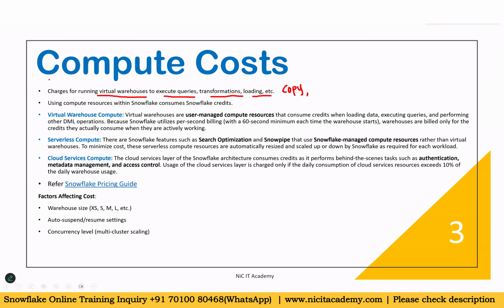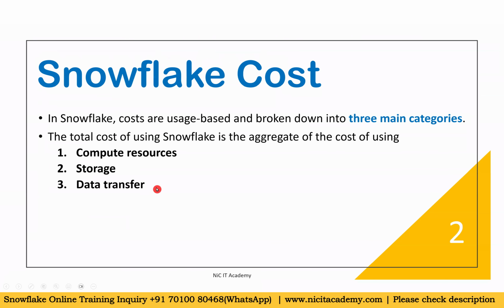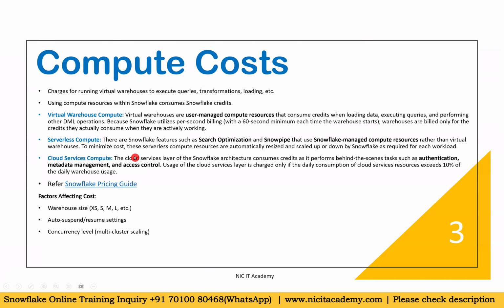So we have seen three different costs: compute cost, storage cost, and data transfer. Data transfer will take very little, and storage also very little. Only the computational cost will take more. In computational cost also, we have three different major categories. One is virtual warehouse compute cost. Who will manage that? It is user managed.